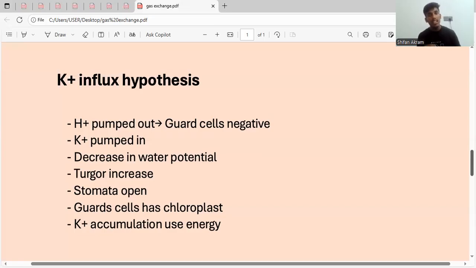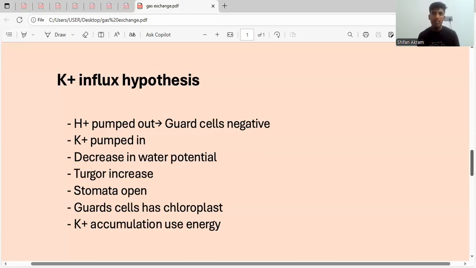We know another thing: water travels from a high water potential to a low water potential. Here in the guard cell, we now have a lower water potential. So water starts moving inside the guard cells. When the water moves inside the guard cells, the turgor pressure increases, opening up the stomata.